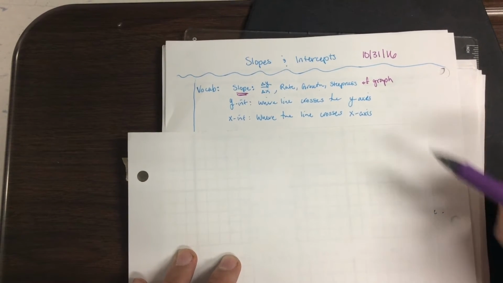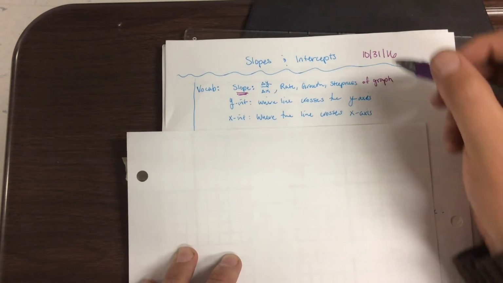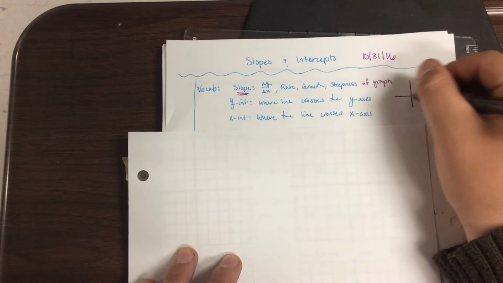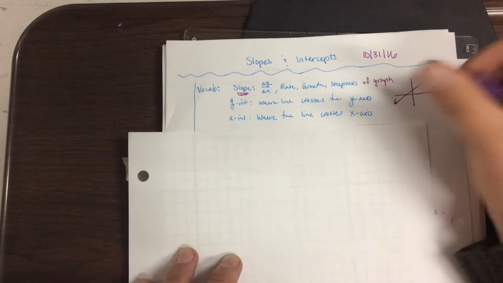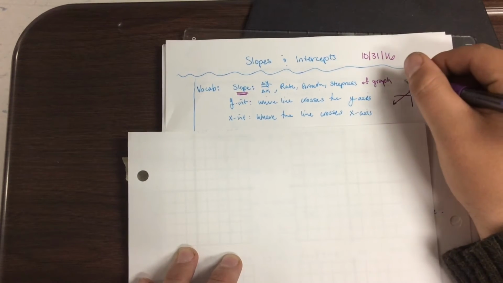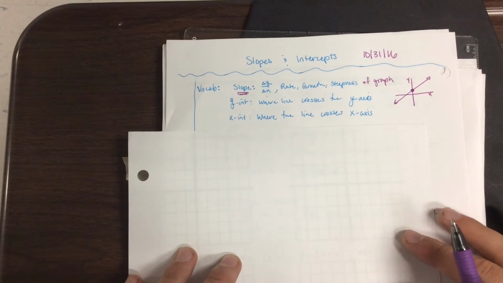We have this thing called a y-intercept. That's a new word for us. It's where the line crosses the y-axis. So if you had a set of axes, and the line goes like this, the point where it crosses the y-axis, that's considered our y-intercept.